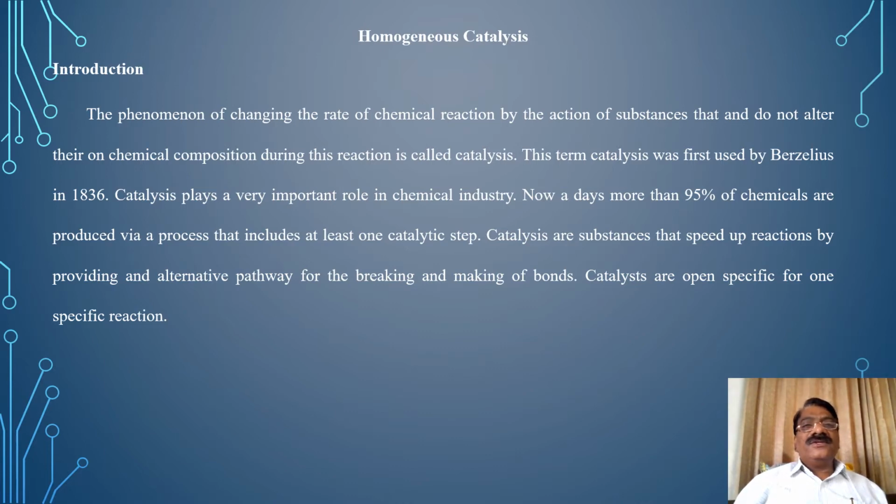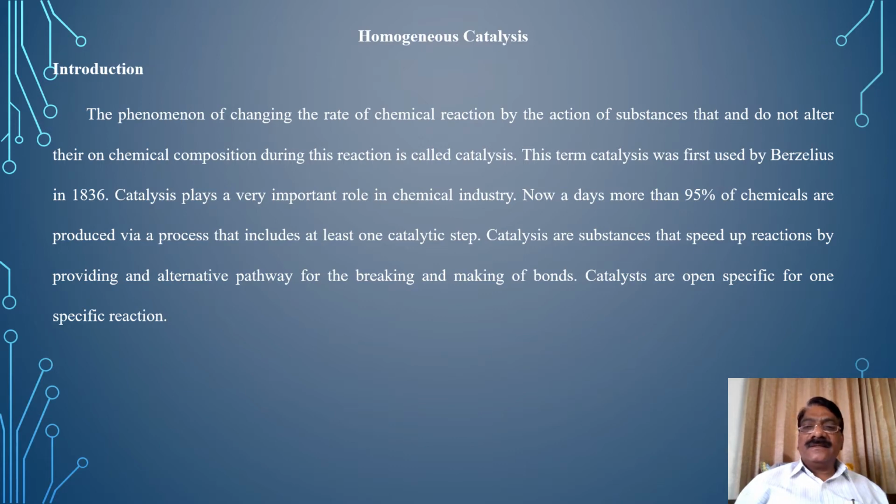The phenomenon of changing the rate of a chemical reaction by the action of substances that do not alter their chemical composition during the reaction is called catalysis. This term catalysis was first used by Berzelius in 1836. Catalysis plays a very important role in the chemical industry. Nowadays, more than 95% of chemicals are produced via a process that includes at least one catalytic step.